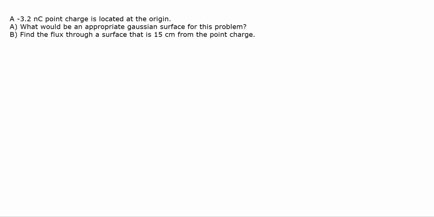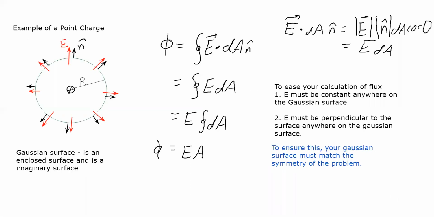And just to remind you, when it comes to picking a Gaussian surface, when you're trying to find flux in our problems, we want to make sure this criteria is met here, okay? So that electric field must be constant anywhere on the Gaussian surface. So you pick the Gaussian surface, we just have to ensure that the electric field is constant anywhere on it. And also the electric field must be perpendicular to the surface anywhere on that Gaussian surface.